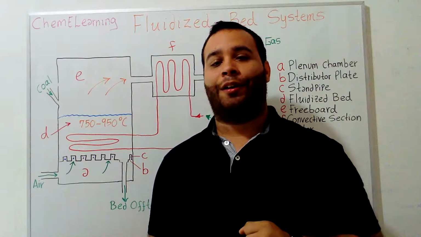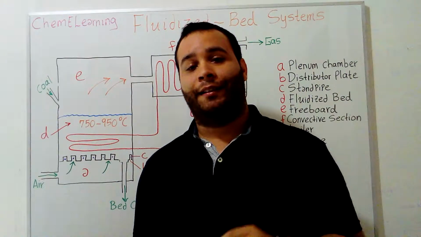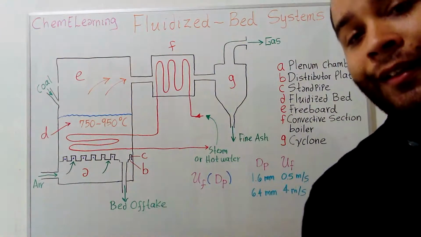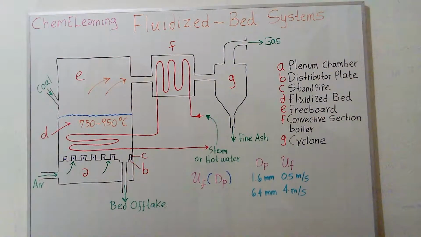My name is Álvaro Rego, and for this ChemELearning, let's talk about fluidized bed systems. Let's start by saying that the combustion air is introduced into the plenum chamber and subsequently passes into the cold bed, through the distribution plate. Coal is fed to the bed where it burns in the fluidizing air.